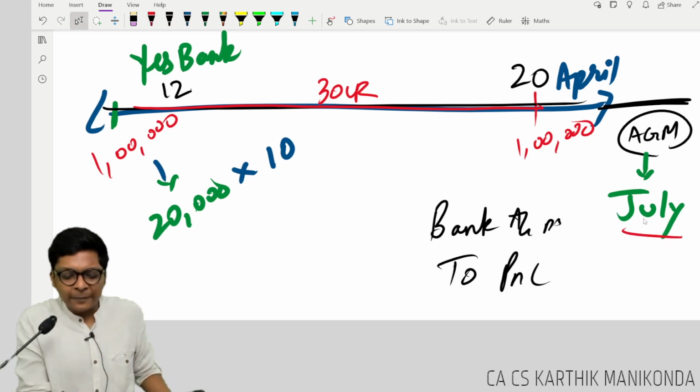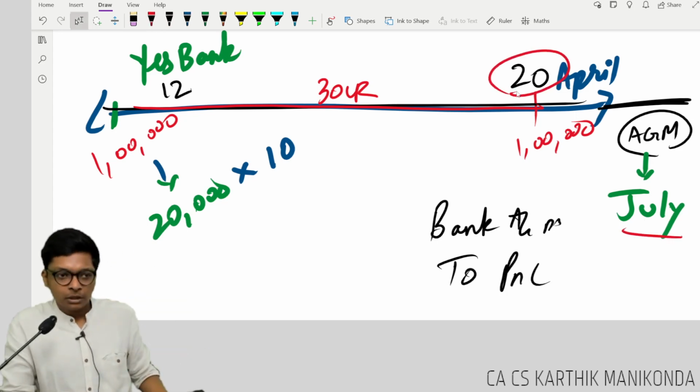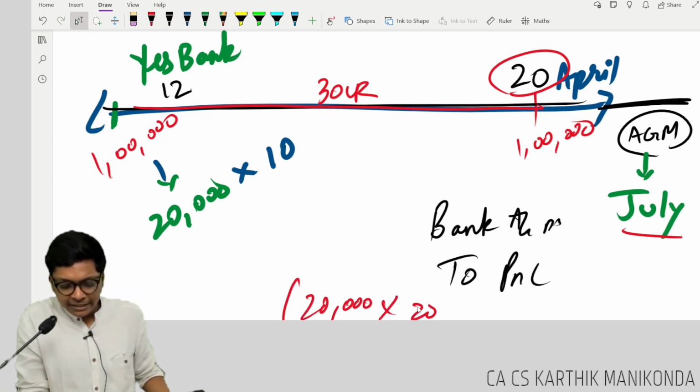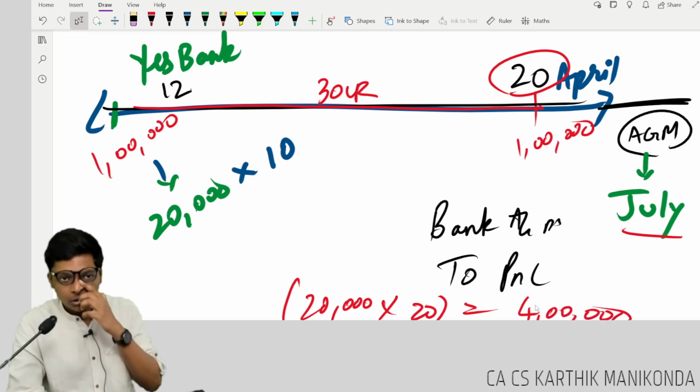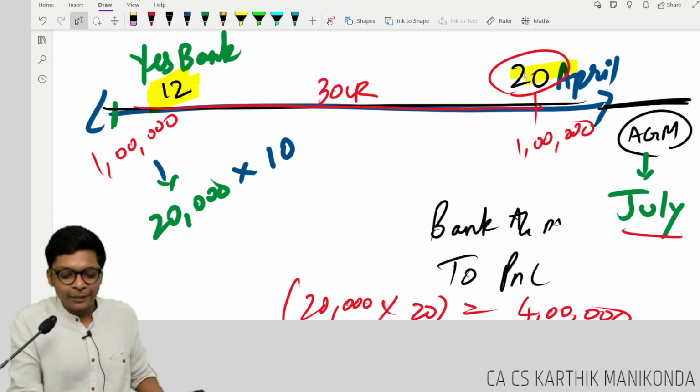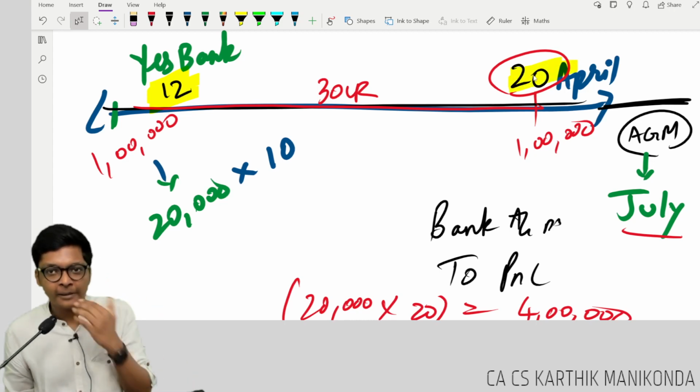He needs money. So how much will he get when he sells? Assuming year ending share price is around 20. Correct? So Rajaram will get 20,000 into 20, 4 lakhs. Correct? So he is happy. Yes, I invested for 12 rupees. My capital gains is 8 rupees per share. I took the money. I am happy.